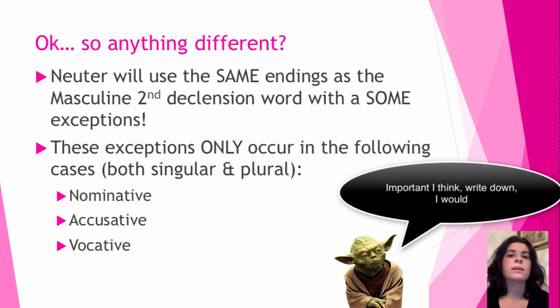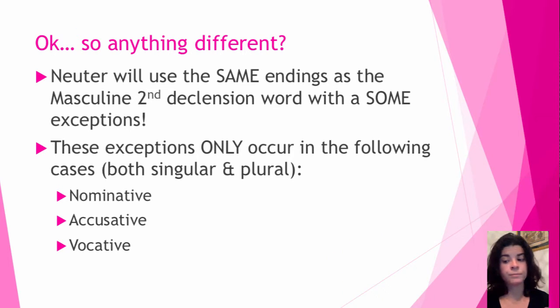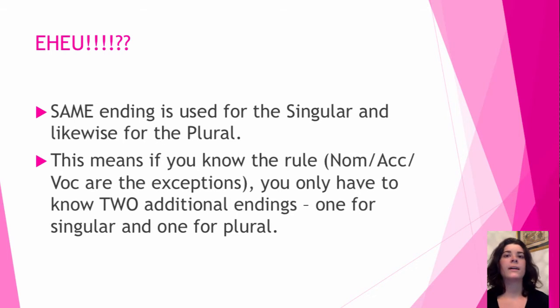Let's find out what is actually different about the neuter. Neuter is going to use the same endings that the masculine uses, with a few exceptions. So everything's going to be the same except in three cases: the nominative, accusative, and vocative. They're going to have different endings in singular and in plural. I know what you're thinking. Oh my God, what do you mean? A whole other set of endings with exceptions? No, it really isn't that bad. It's not that scary, I promise.